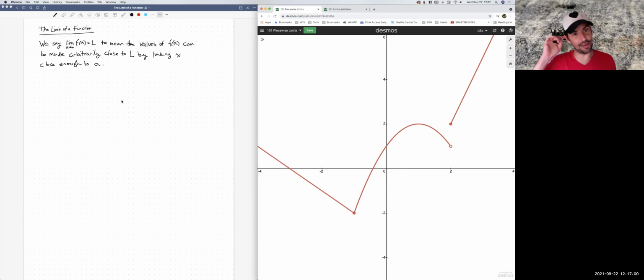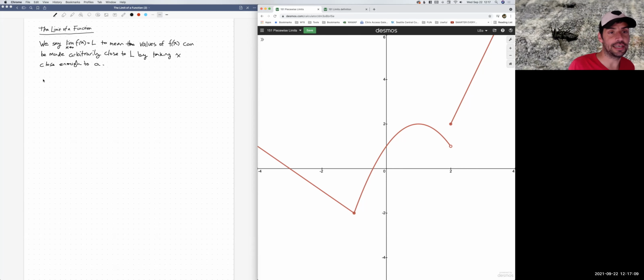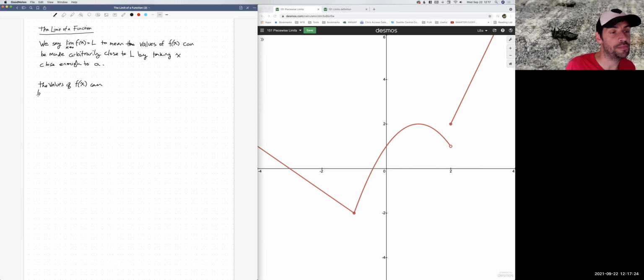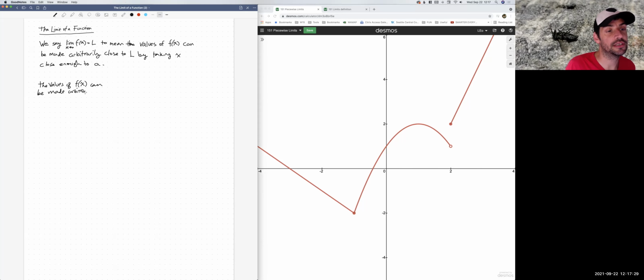So let's break this apart just a little bit, give ourselves a little bit more intuition possibly, and then we'll do some examples and some new ideas. So let's look at a few pieces of this definition. Let's look at the part that says the values of f of x can be made arbitrarily close to L.